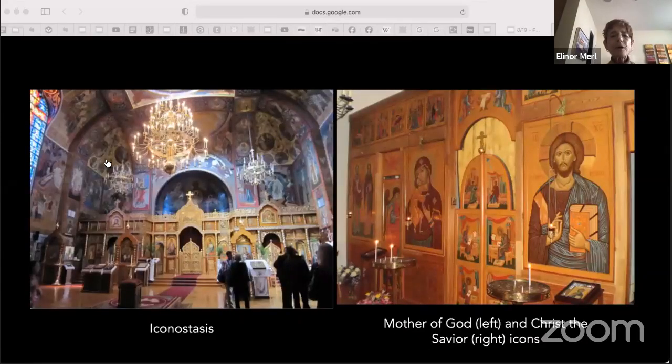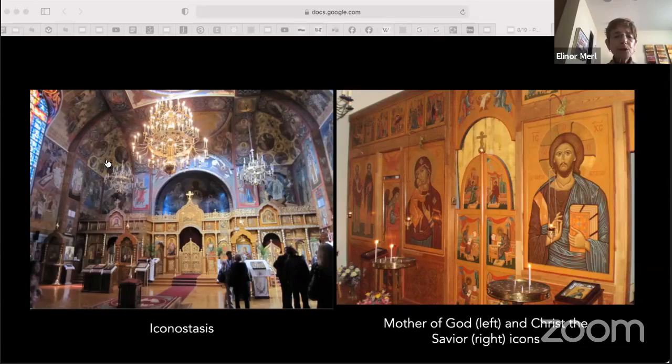Now, in the center of the iconostasis are the royal doors, as I mentioned, through which the clergy passed between the nave and the sanctuary. You could see them here. And according to Orthodox tradition, the doors are flanked by two large icons. On the right, Christ the Savior, and on the left, Mother of God.